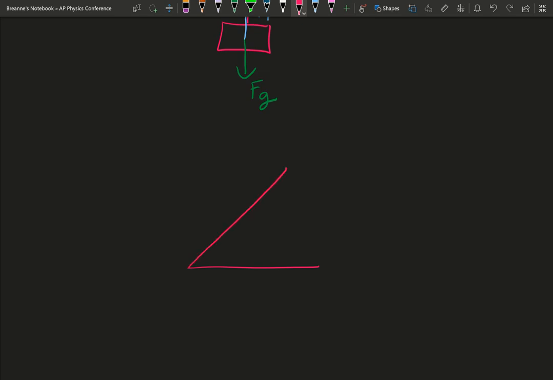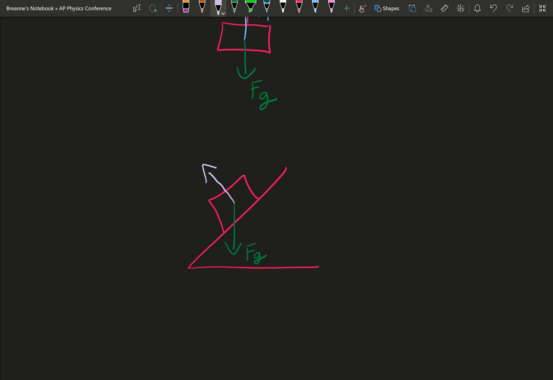Let's say we have a box sitting on an incline. This is where it gets kind of interesting. So gravity is still going straight down. But your force of normal tilts. The force of normal is perpendicular. I'm having trouble drawing it. There we go. So your force of normal is perpendicular to your surface.